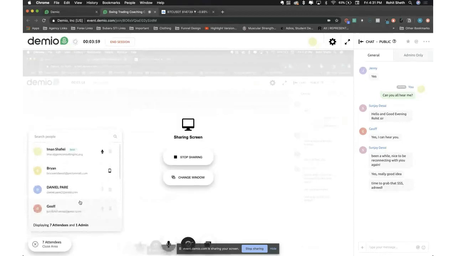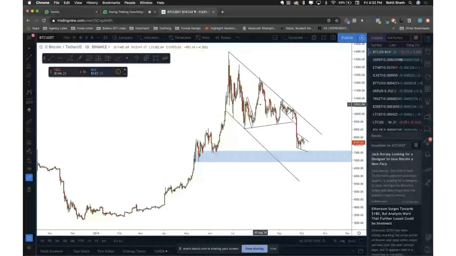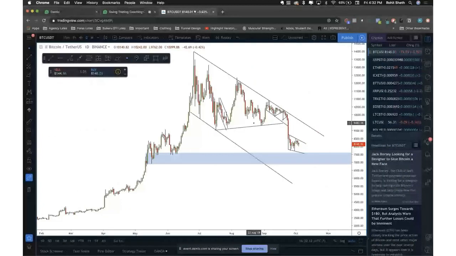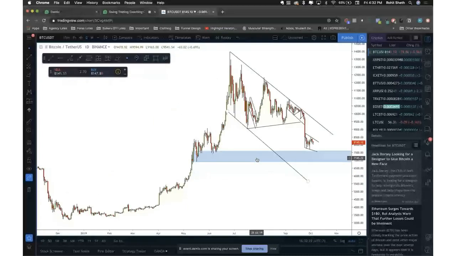All right, I think it's time. Let's jump on in. I've opened up my BTC USDT chart here on TradingView. I've left a couple of lines in terms of patterns that I've been using over the past few weeks to keep track of where this chart has been.